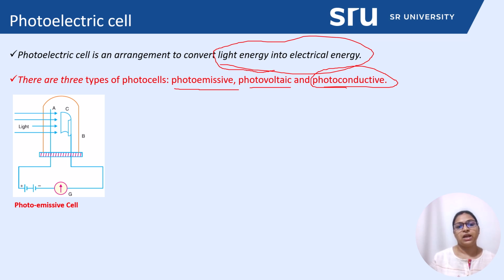And when light falls on the cathode, the electrons are ejected from the cathode, and a very small current flows through the cell. That current can be measured by this galvanometer G. So this photoemissive cell is basically used for the reproduction of sound from photo films.